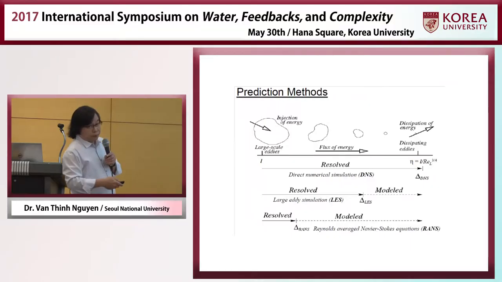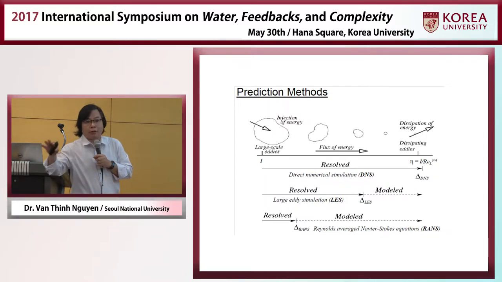So that's very difficult. The next one is we use a filter. We simulate the large scale and the separate small scale, we model it. And then one more, very popular, people use, for like 30, 50 years up to now, still using what they call the Reynolds-averaged Navier-Stokes equation. It means we are going to model the whole Navier-Stokes equation by averaging, okay, they call it the Reynolds-averaged Navier-Stokes equation.